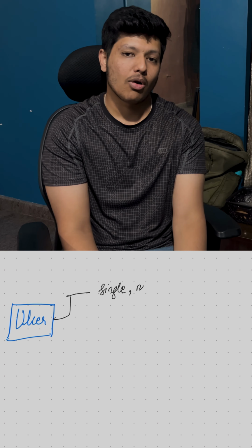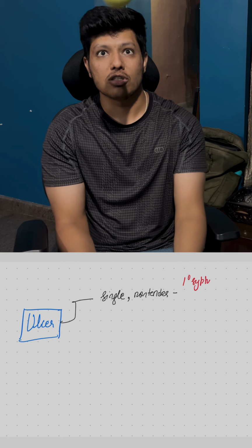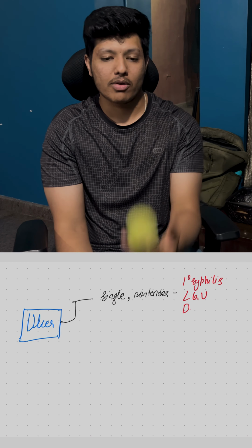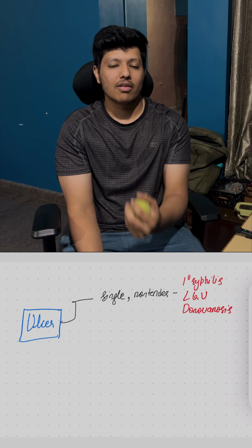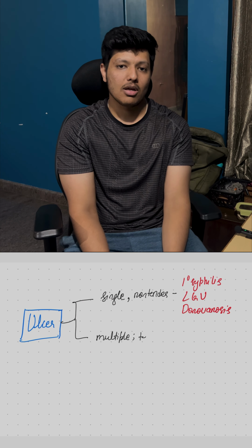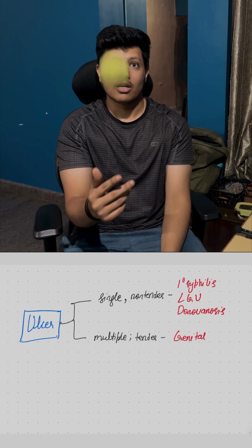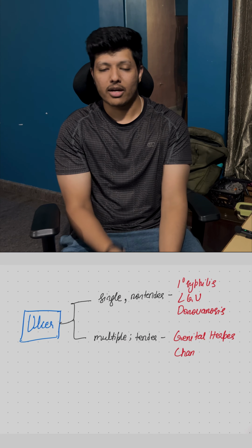First, depending upon the ulcer, if the ulcer is single, non-tender, then there can be three differentials, that is lymphogranuloma venerum, donovanosis, and primary syphilis. If the ulcer is tender and multiple, then there can be two differentials, that is genital herpes and chancroid.